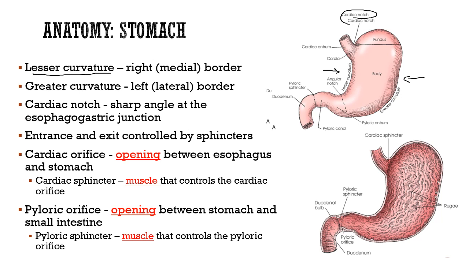There's exit and entrance controlled by sphincters. So there's a cardiac sphincter, which is a muscle. The cardiac orifice is the opening between the esophagus and the stomach, and the cardiac sphincter is a muscle that controls the cardiac orifice. There's also a pyloric orifice, which is an opening, and then the pyloric sphincter, which is a muscle as well that controls the pyloric orifice.